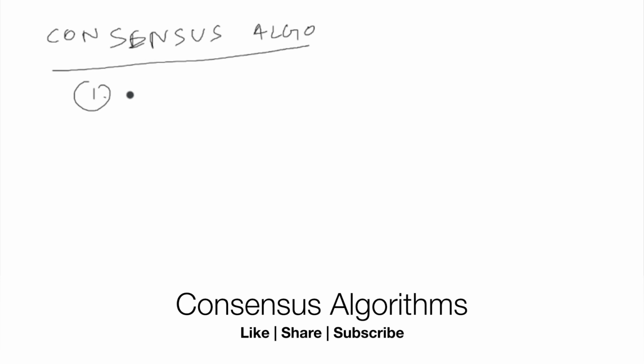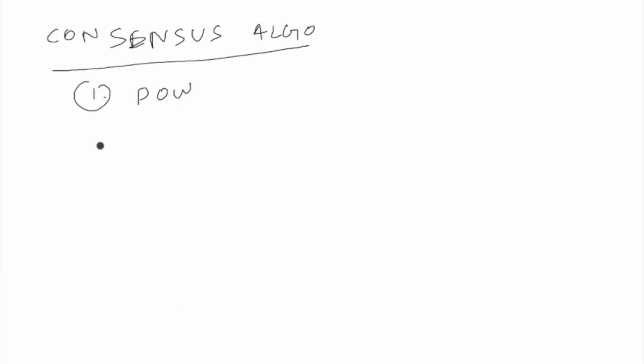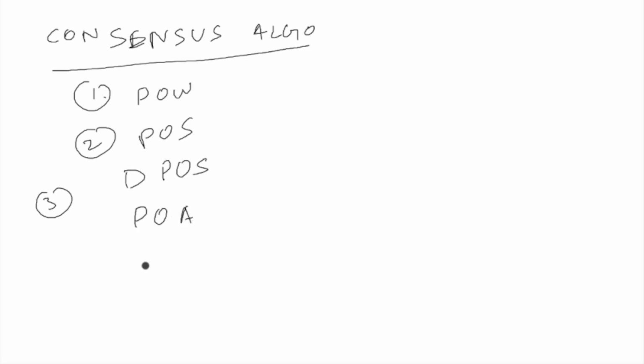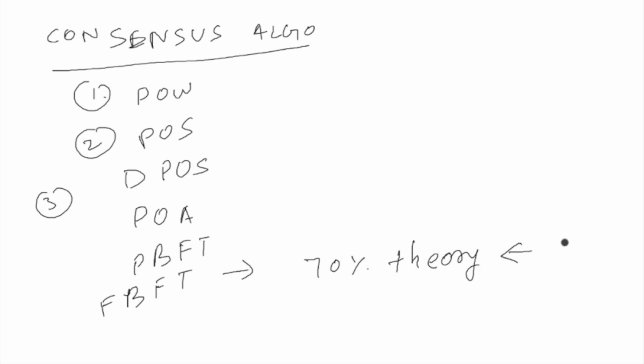Now there are different consensus algorithms: the first is proof of work, second is proof of stake, third is delegated proof of stake, then fourth is proof of authority, which testnets like Ropsten and Rinkeby use. Then practical Byzantine fault tolerance is there. Then FBFT is there, which is 70% theoretical, but there is a network which we call Stellar. This network is using this FBFT.